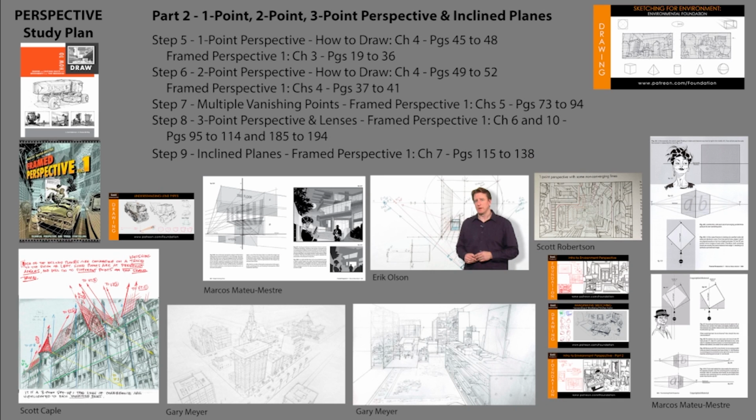Jumping into part 2, as I said before, it's all about 1 point, 2 point, 3 point, and inclined planes. So basically, all the technical information is going to be on those pages. So talking about 1 point, and having some examples, talking about 2 points, and how turning something around will change the set and the angles of the vanishing lines, 90-degree angles in plan view, how they relate to perspective.